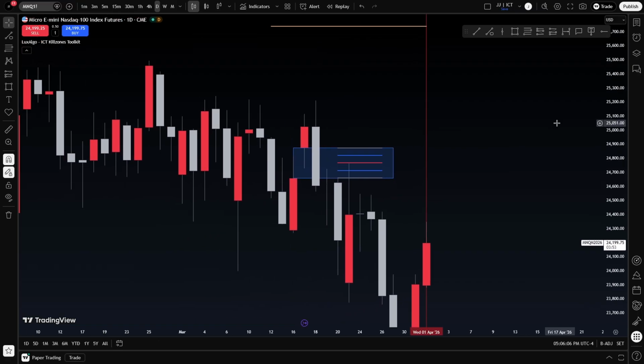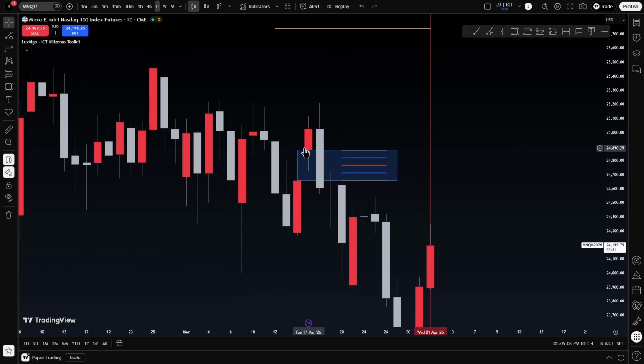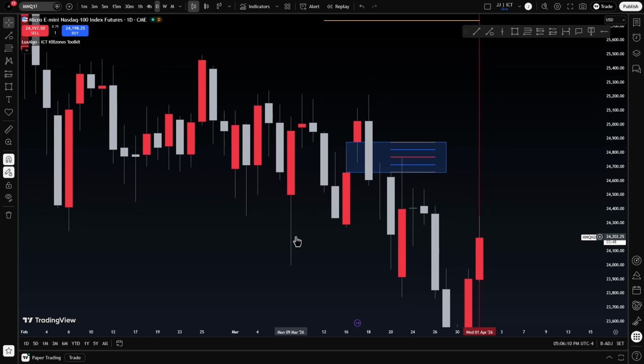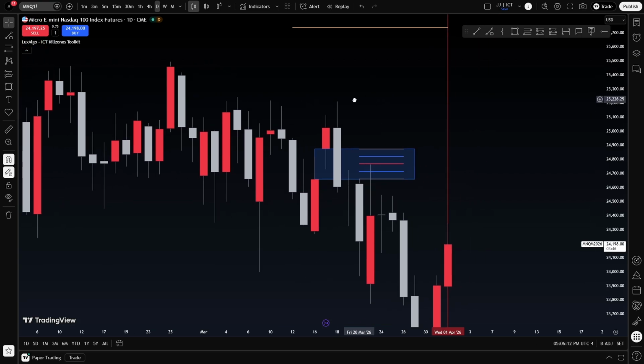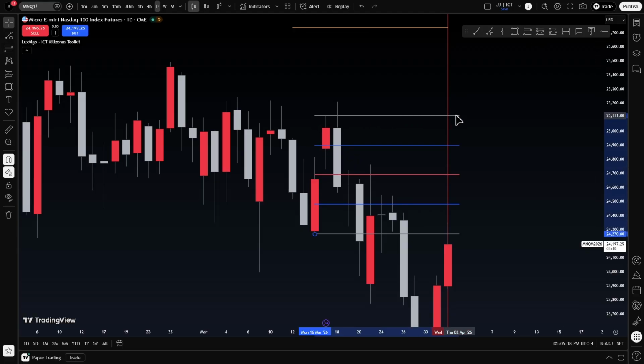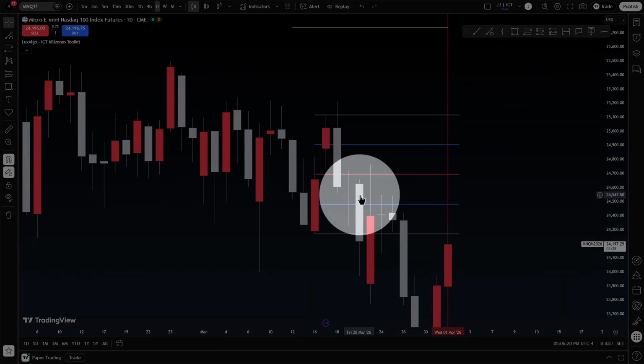So looking at this, let's see, is this a propulsion block? No, not because I didn't break that. So no, this rather would be an order block. So this entire order block here, from here to here, we draw that out. You can see price goes to equilibrium.